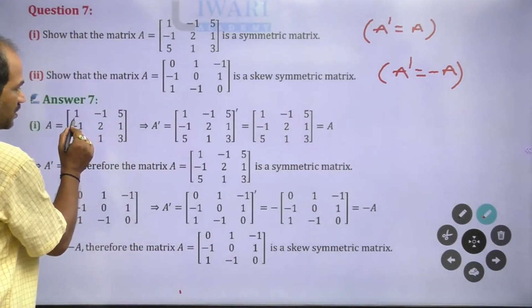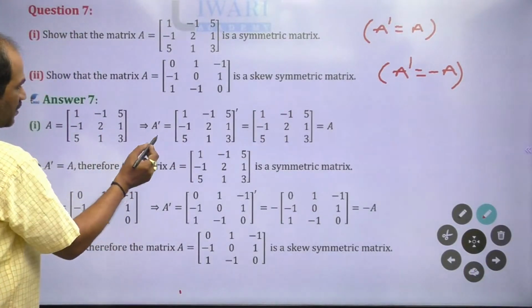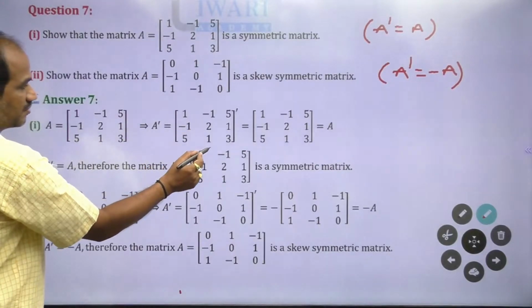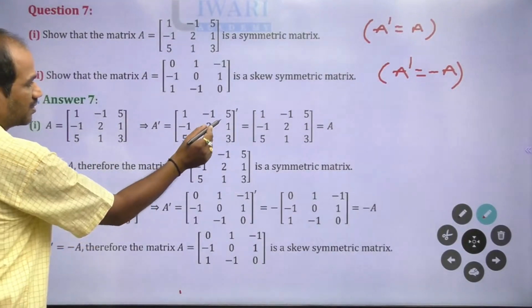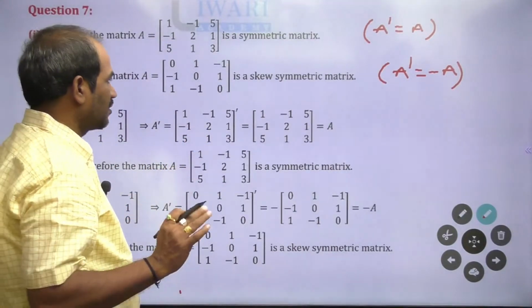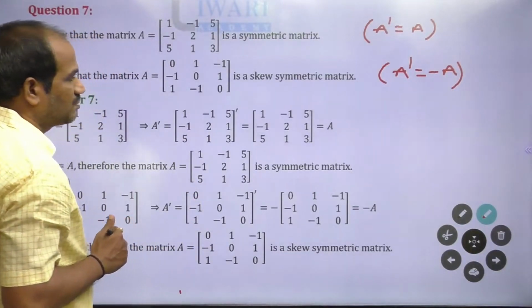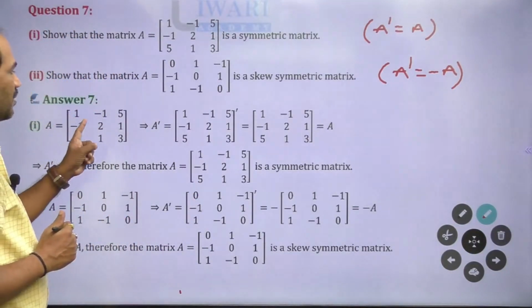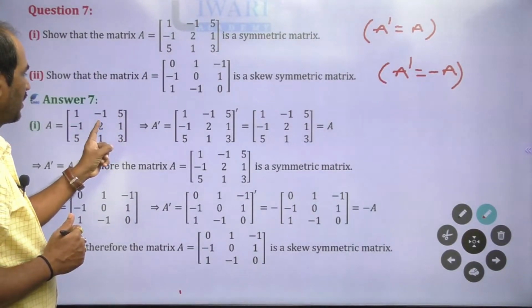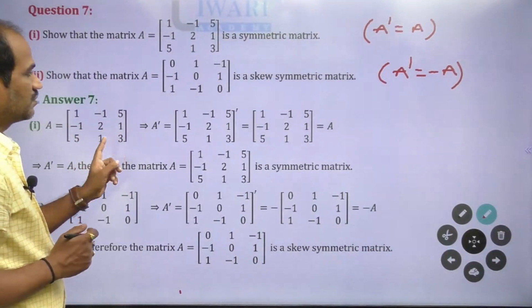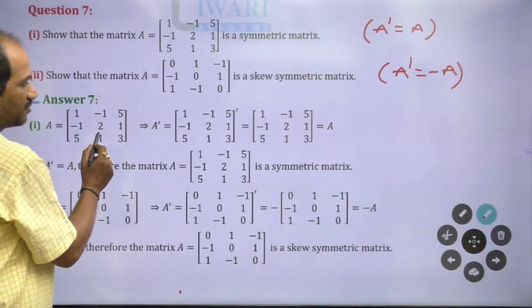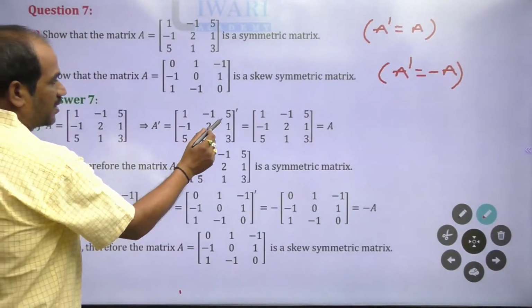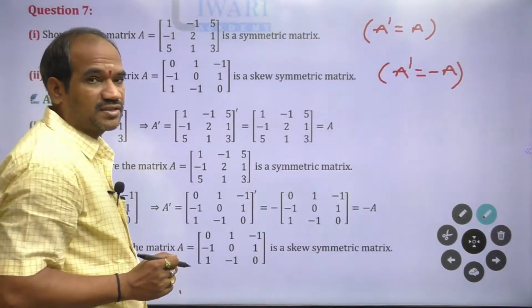So here, first row, write first column. Next, second row, write second column. Next, third row, write third column. Interchanging rows into columns. Here 1, minus 1, 5. Next, minus 1, 2, 1. This is A. A dash means interchanging rows into columns.